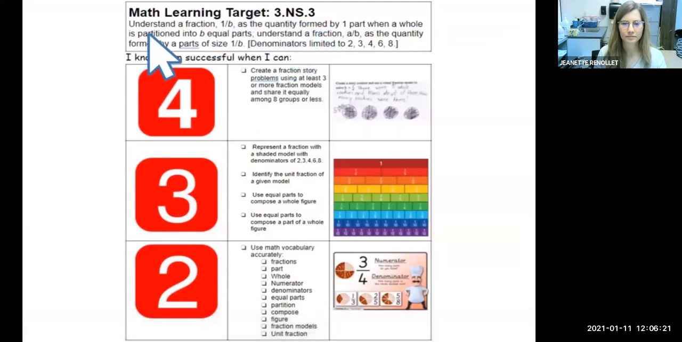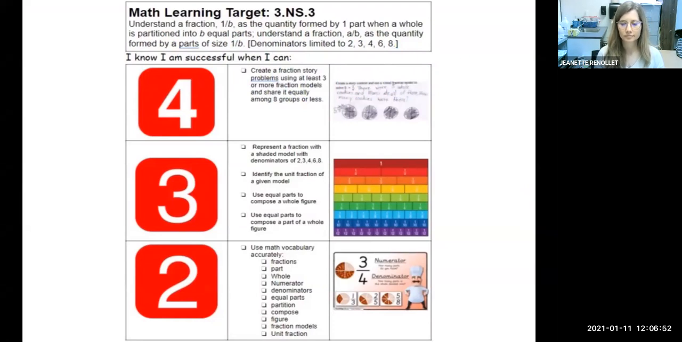The standard reads that you can understand a fraction 1 over b as the quantity formed by one part when a whole is partitioned into b equal parts. Understand a fraction a over b as the quantity formed by the parts of size 1 over b. Our denominators will be limited to 2, 3, 4, 6, and 8. I know that sounds like a lot, but really it's what we've been working on.